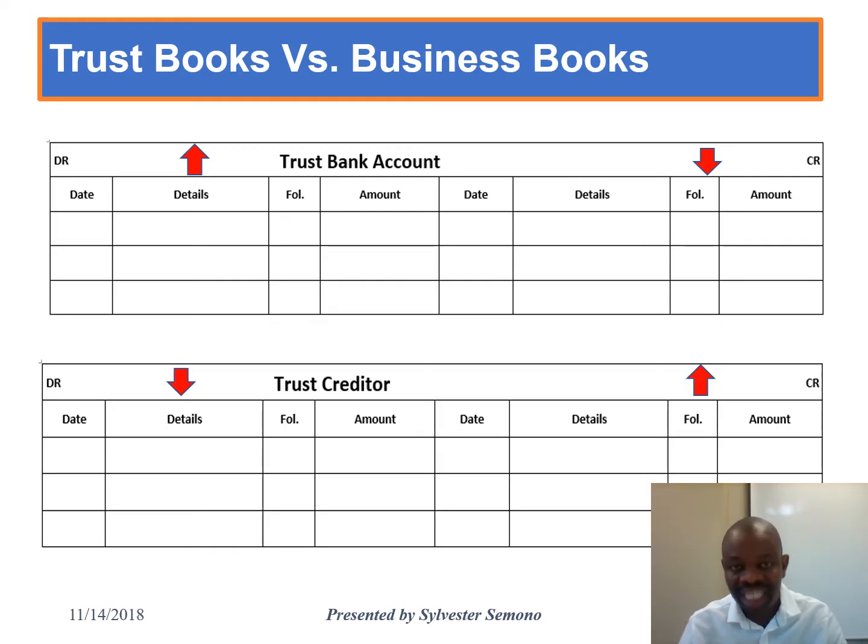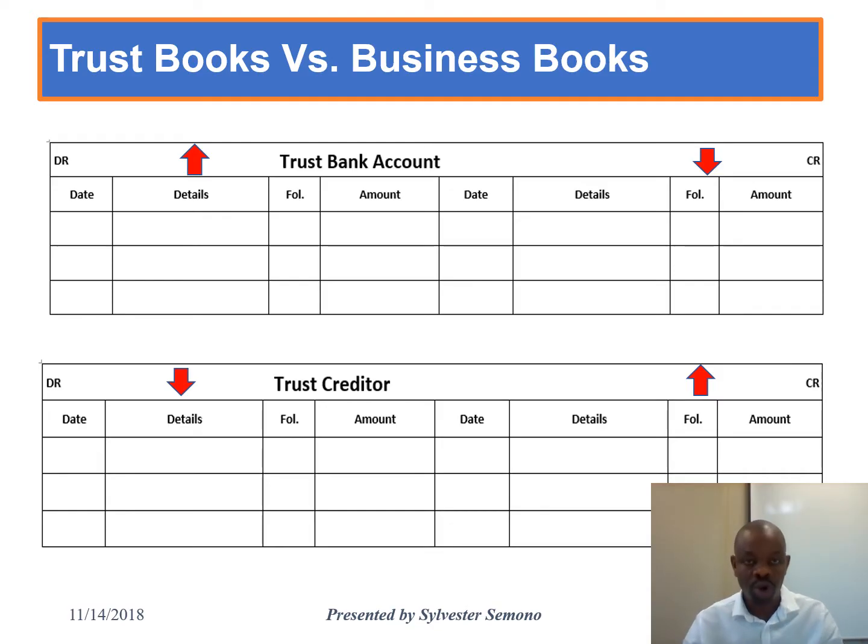Why do we do that? Because we want to avoid mixing the trust money with the business money. So that's why we must always have two bank accounts, the trust bank account and the business bank account. So whenever I receive money from the clients, it must go to the trust bank account on the debit side. So we need to make sure that we remember that. Okay? But remember, that money in the trust bank account belongs to various clients.